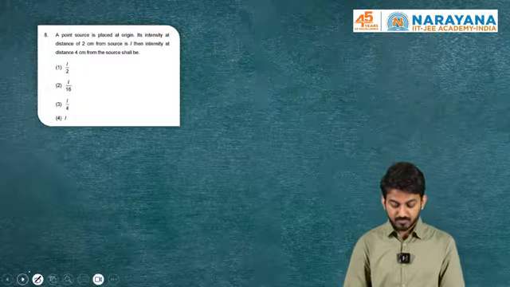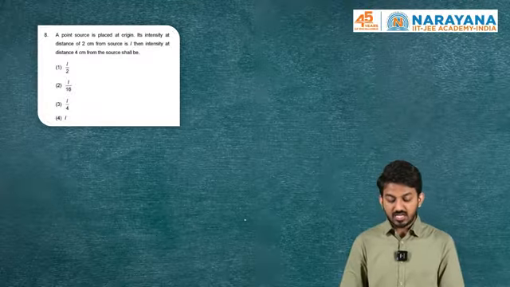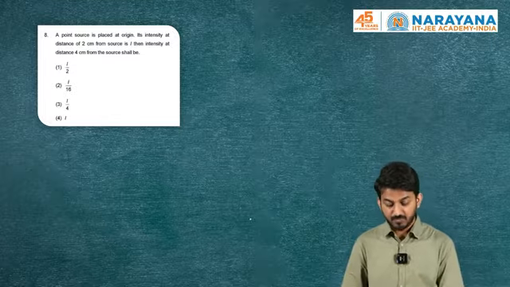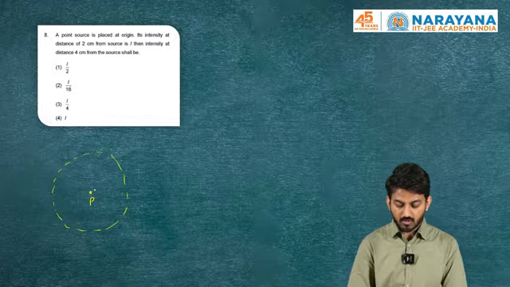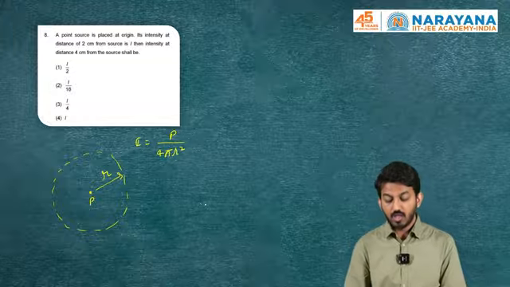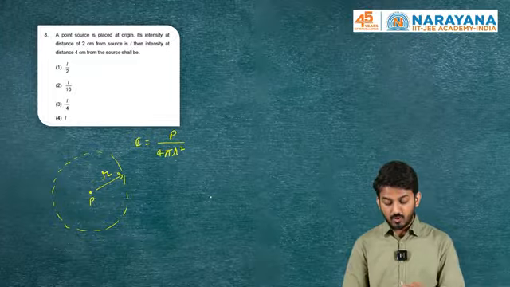Let's move on. Eighth one, we have a point source which is placed at the origin. Intensity at a distance of 2 centimeter from the source is given to be I. They're asking for intensity at double the distance. Now, for a point source of power P, it is spreading spherically symmetrically. So, at some distance R, intensity can be written as P over 4 pi r square, because the whole energy is being spread over a spherical surface.